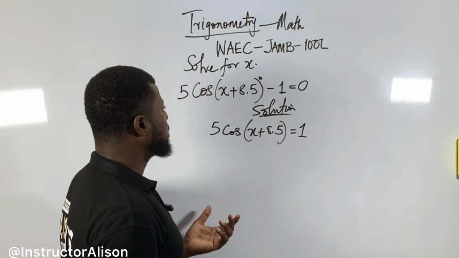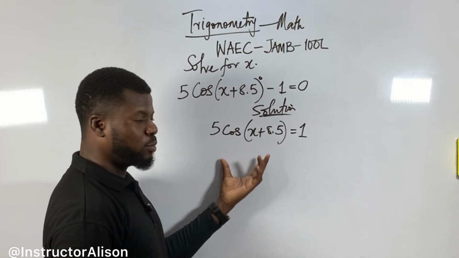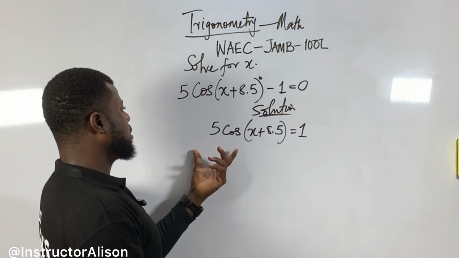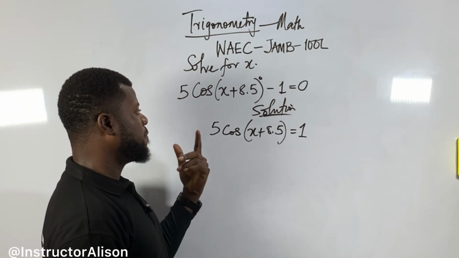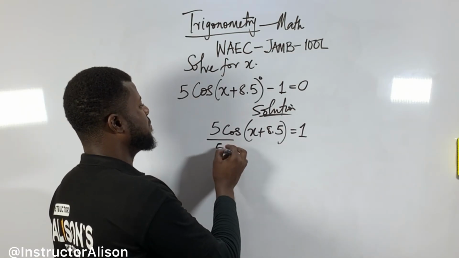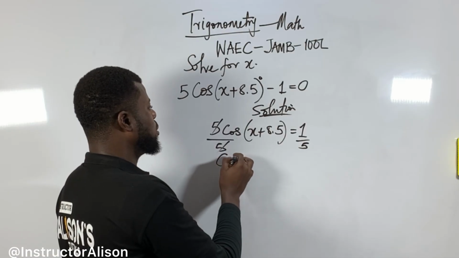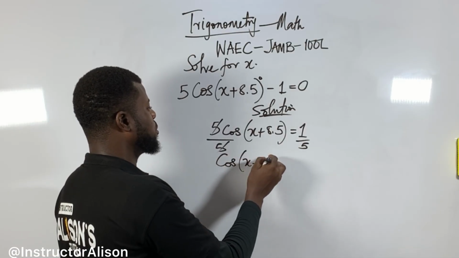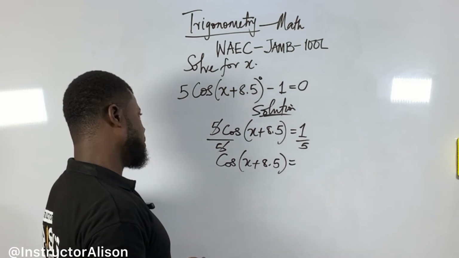Okay, so what will be the next thing? I know the degree is there because this is an angle, but you have to pay attention. Now, I cannot access this x because of these two guys here. First thing first, remove this 5. How do I remove this 5? Divide both sides by 5. If I divide both sides by 5, 5 and 5 will cancel. That leaves us with cos x plus 8.5 equal to 1 divided by 5.